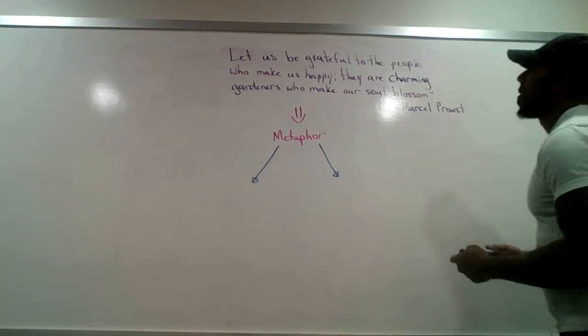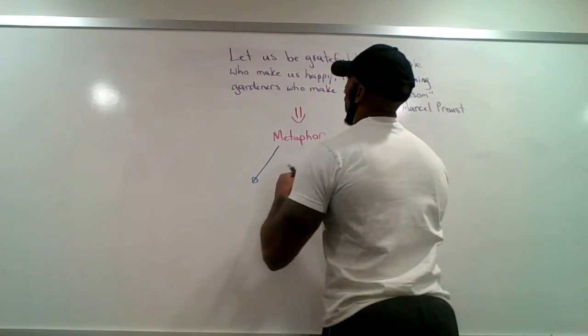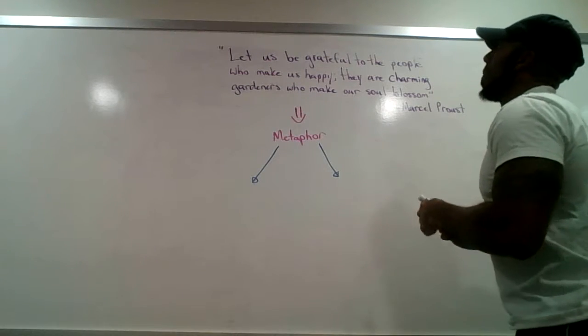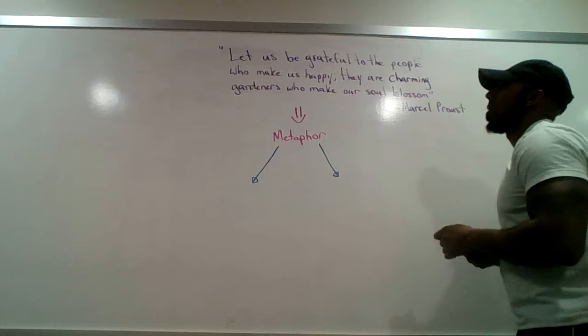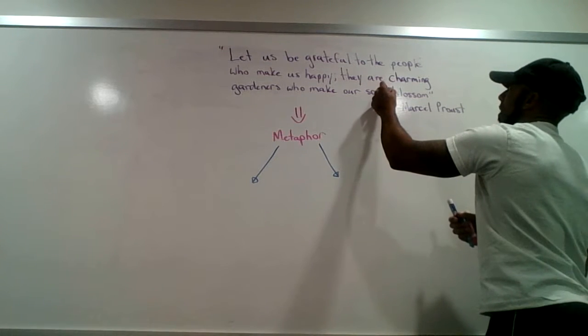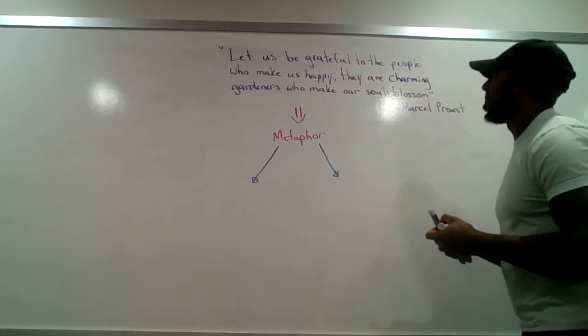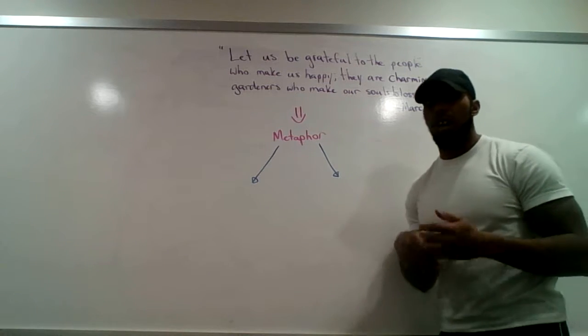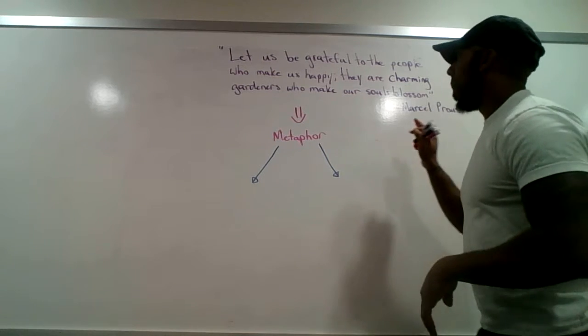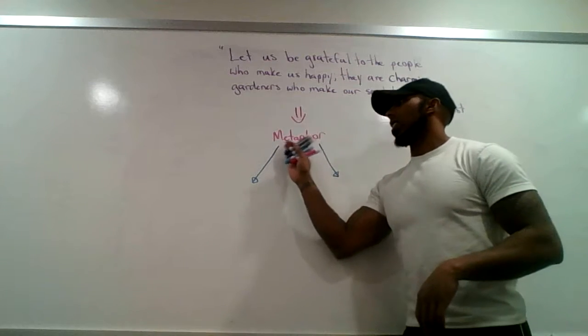It says, "Let us." Oh, sorry, I forgot my quotation mark. Whoops. "Let us be grateful to the people who make us happy. They are charming gardeners who make our souls blossom." Wow, I forgot my S too. Sorry. Okay, just proofreading my own quote. I shouldn't have to do that. Okay, now I've told you that this is a metaphor.